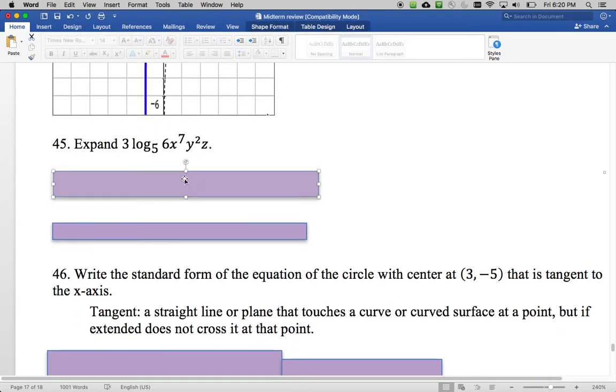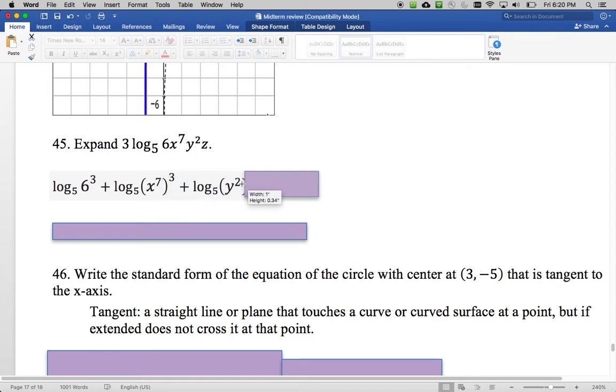Expand this. So remember the 3 up front is going to be exponents for each one of these terms. Okay. So the first one, log base 5 of 6 raised to the 3rd power, plus, because each of these terms are being multiplied together, you're going to separate each log function with a plus sign. Log base 5 of x raised to the 7th power raised to the 3rd power, and then plus log base 5 of y squared raised to the 3rd power, and then log base 5 of z raised to the 3rd power.